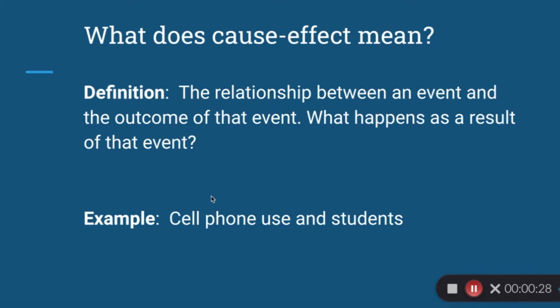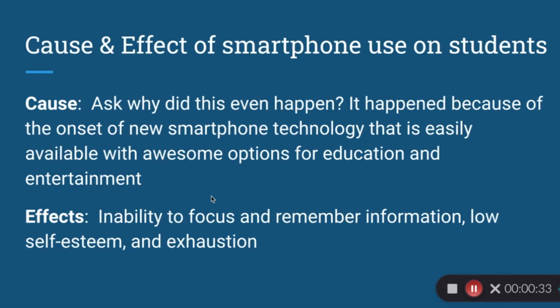So let's look at an example. Cell phone use and students. The cause-effect relationship of smartphone use on students. So the cause: ask, why did this event happen? It happened because of the onset of new smartphone technology that is easily available with awesome options for education and entertainment. Possible effects are inability to focus and remember information, low self-esteem, and exhaustion.